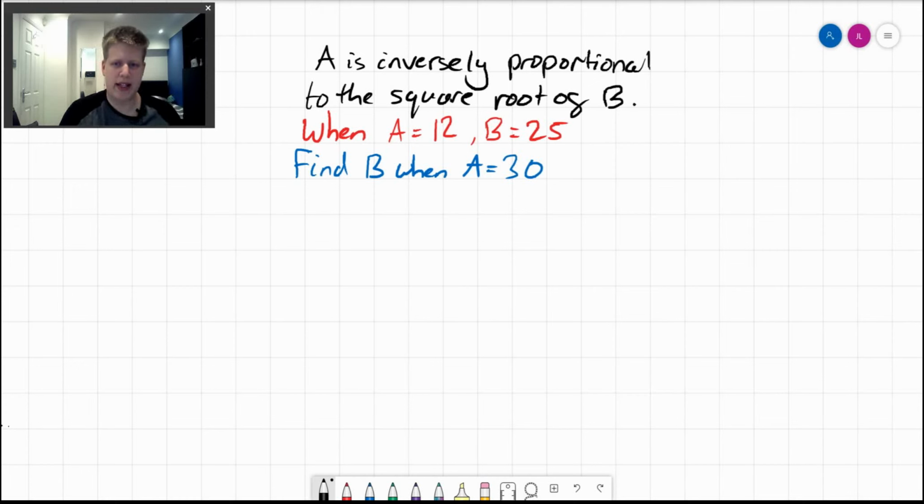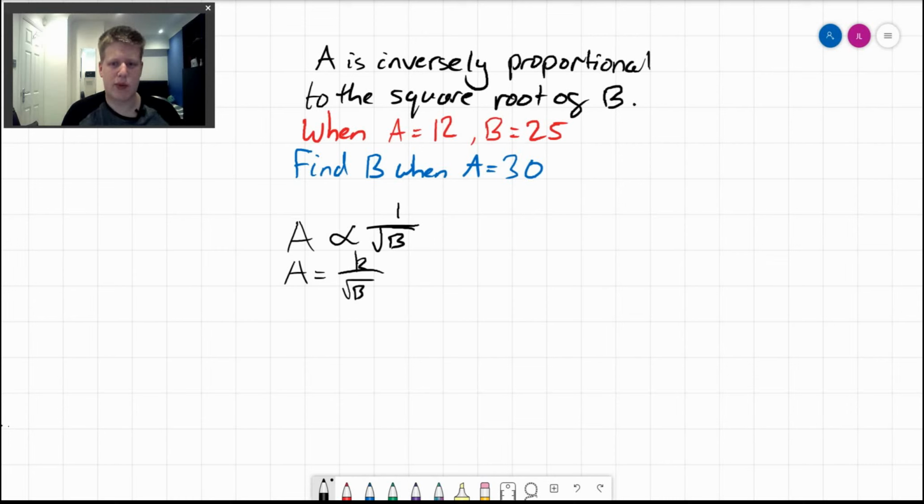So, a is inversely proportional to the square root of b. When a is 12, b is 25. Let's find b when a is 30. So the first thing we need to do is write our statement, which is that a will be directly proportional to the reciprocal of this. And what is this? Well, it's the square root of b. So we write it like that. Now let's write out our equation. We know that a will be equal to k, the constant of proportionality, divided by the square root of b.